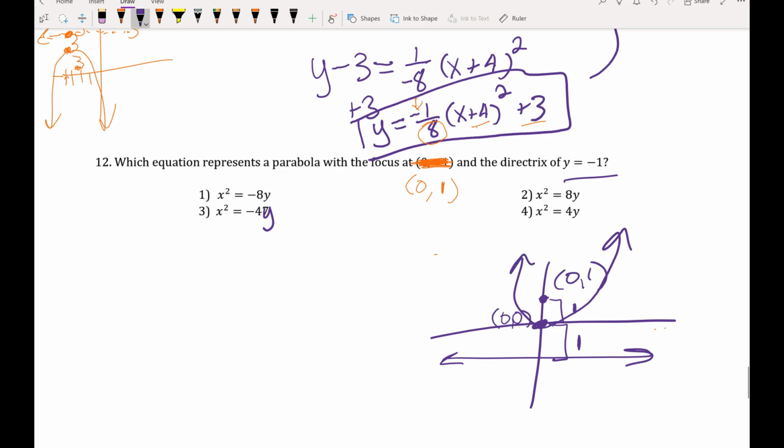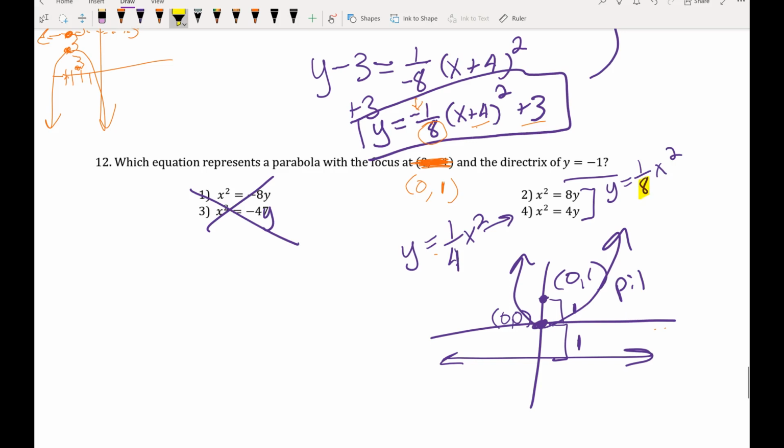So I know that I'm going to have a positive leading coefficient, so I can rule 1 and 3 right out. The problem is, though, even if I could figure out that my focal length or my p-value is 1, these two equations aren't solved for y yet. So if I divide by 8 on both sides for answer choice 2, I get y equals 1/8 x squared, and for answer choice 4, I get y equals 1/4 x squared. So the question is, is it going to be the one with the 8 in the denominator or with the 4 in the denominator?